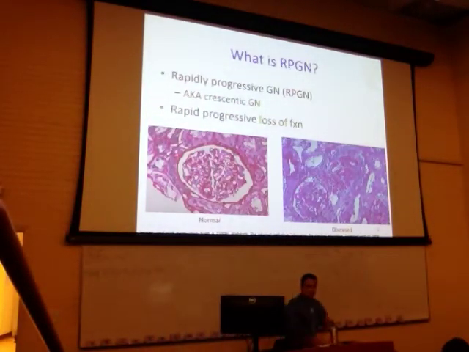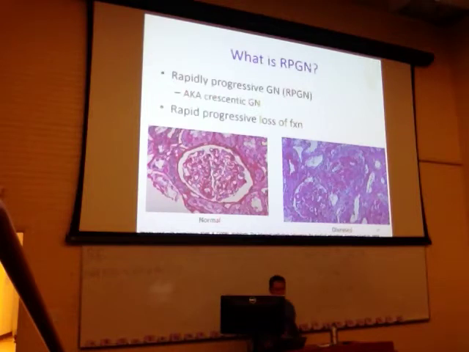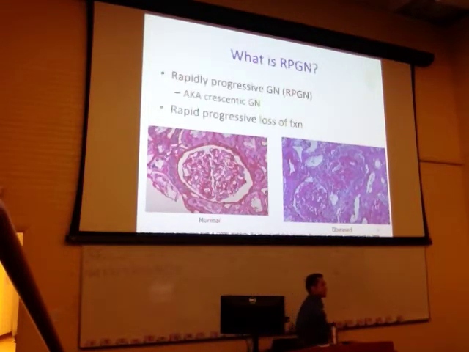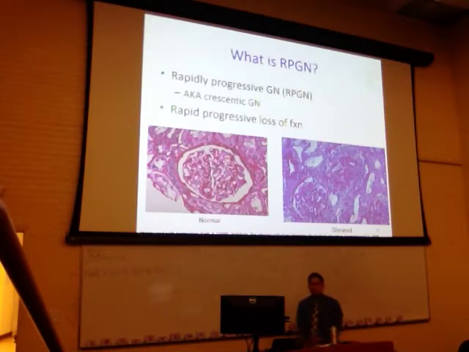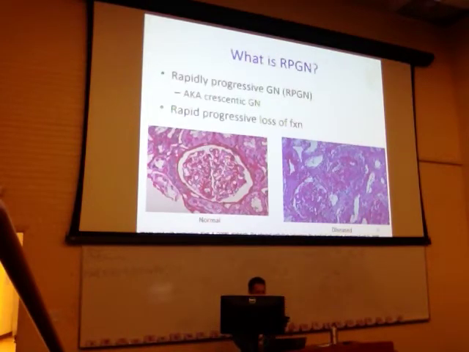So let's look at a couple of different subtypes of glomerulonephritis. If we look at glomerulonephritis, we're going to see three main subtypes. We're going to look at rapidly progressing, we're going to look at acute diffuse, and then we're going to look at chronic. So rapidly progressing, acute, and chronic. Three types of glomerulonephritis.